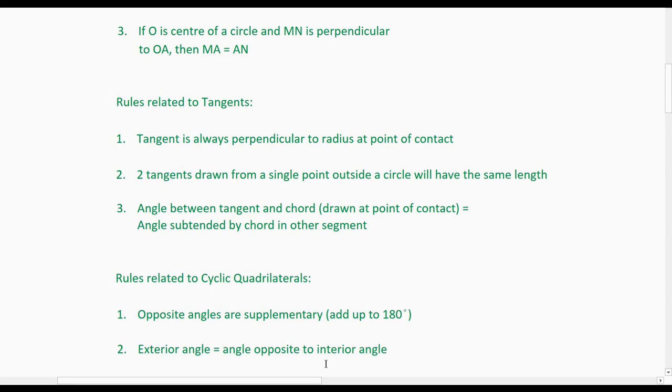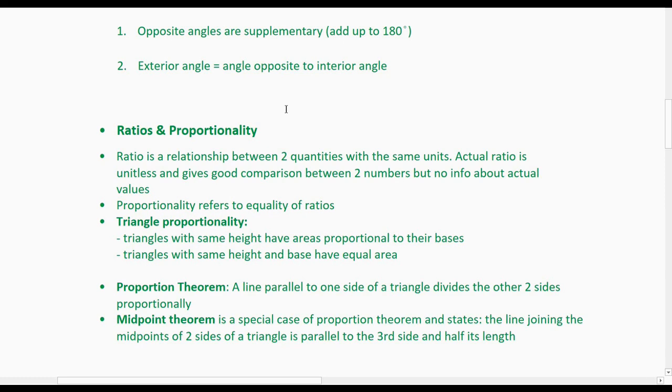Then we looked at some new material, the first of which was ratios and proportionality, where I gave the definition of a ratio, which is that it's a relationship between two quantities that have the same units. And since they have the same units, the actual ratio is unitless. And while ratios give a good comparison between two numbers, they don't actually give any information about the actual values without being given any further information about the values.